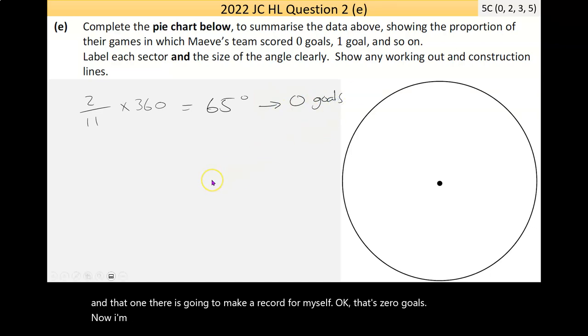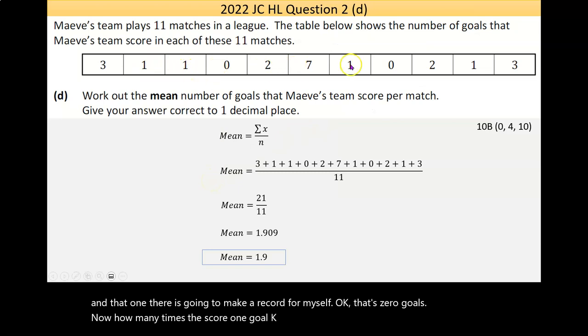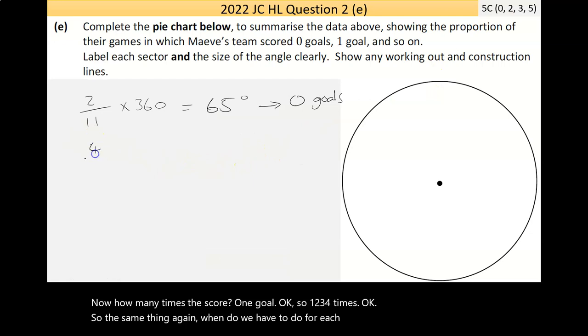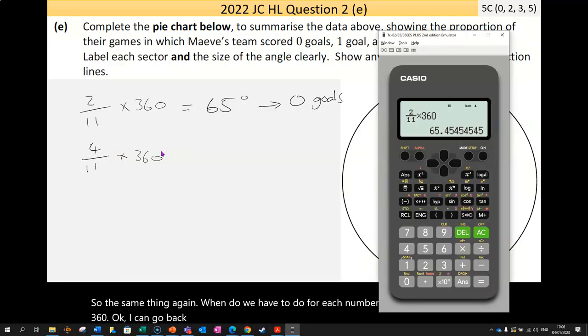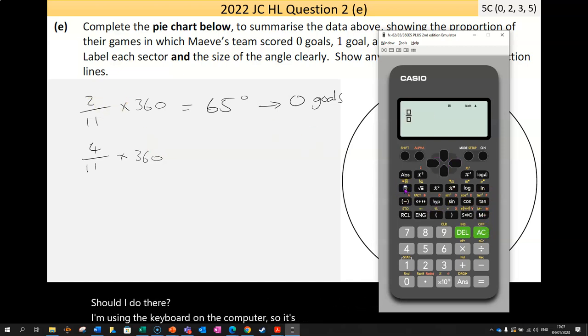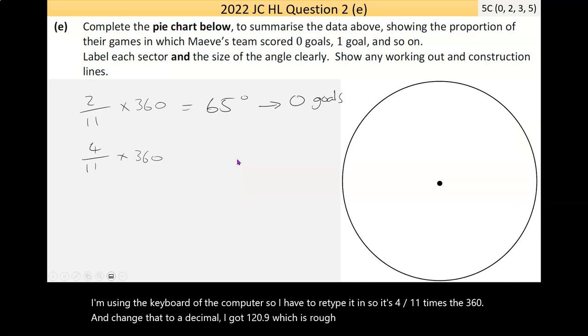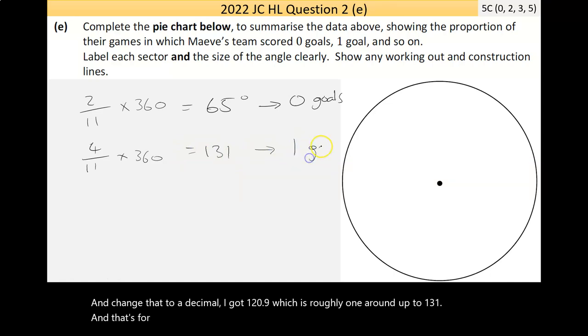Now, how many times did they score 1 goal? So 1, 2, 3, 4 times. So same thing again, I'm going to have to do it for each number. So it's 4/11 times 360. I can go back to the calculator and just change that. I'm using the keyboard of the computer, so I have to retype it in. So it's 4/11 times the 360, and change that to a decimal. I got 130.9, which I round up to 131. And that's for 1 goal.